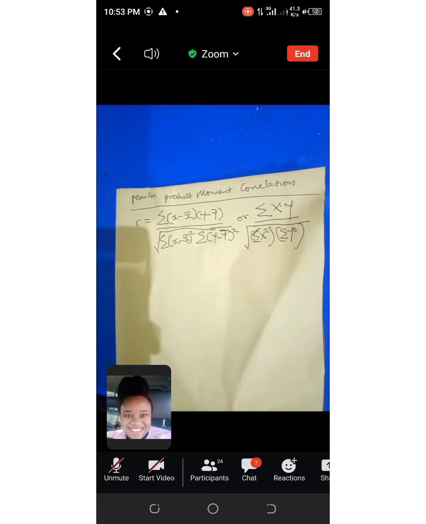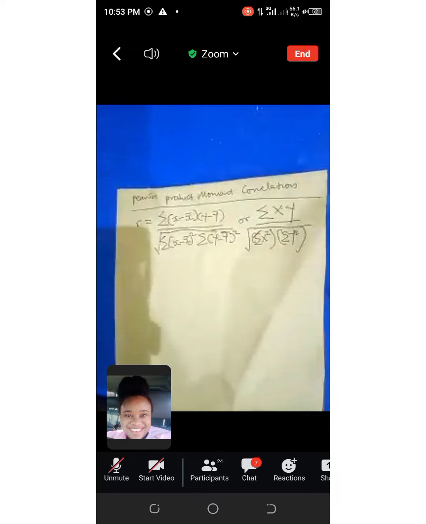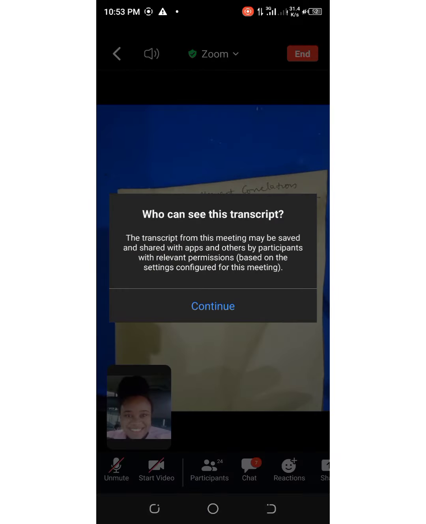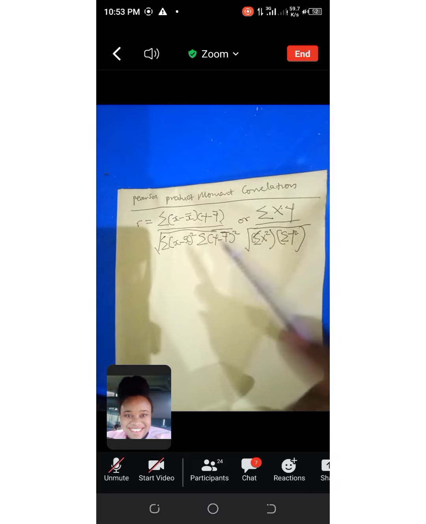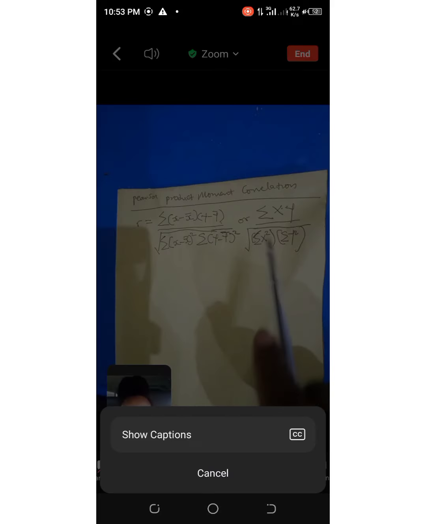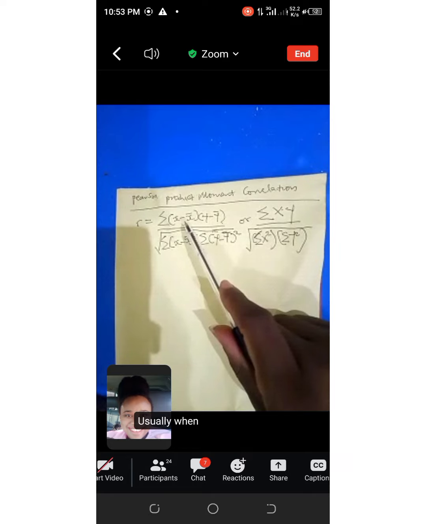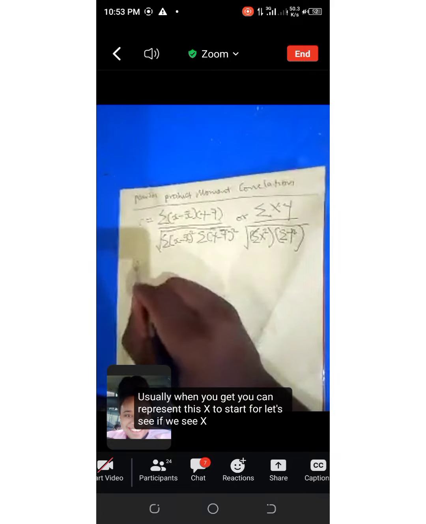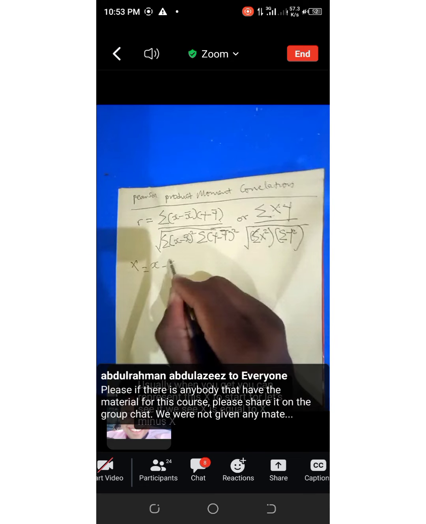So this sign here means summation, X means one of the variables, Y means the other variable, bar means the mean. Then we divide by the square root of the summation of X minus X bar all squared, summation of Y minus Y bar all squared. So let me explain how this formula relates to this. Generally, you can represent this: let's say if we say x is equal to X minus X bar, then we don't need to put this X minus X bar again.